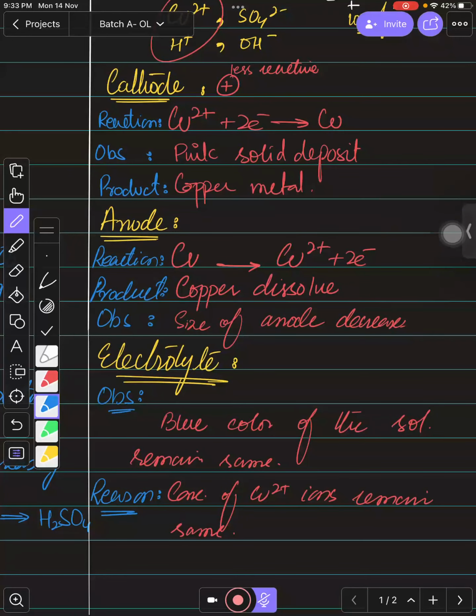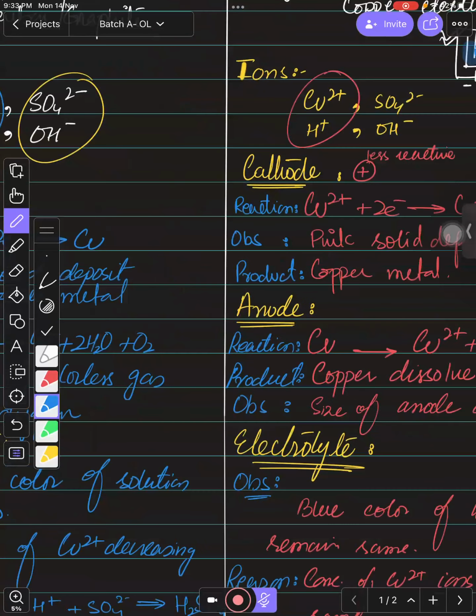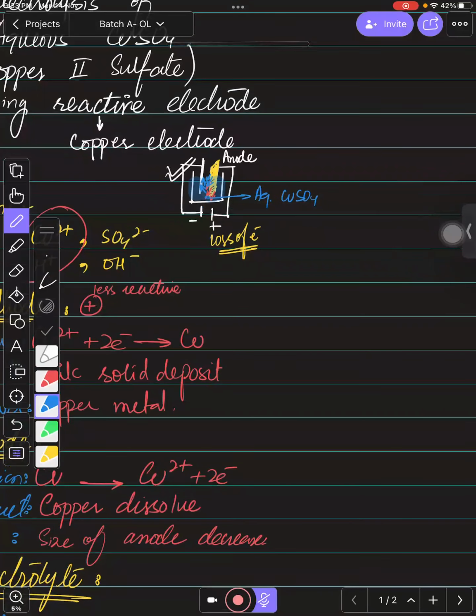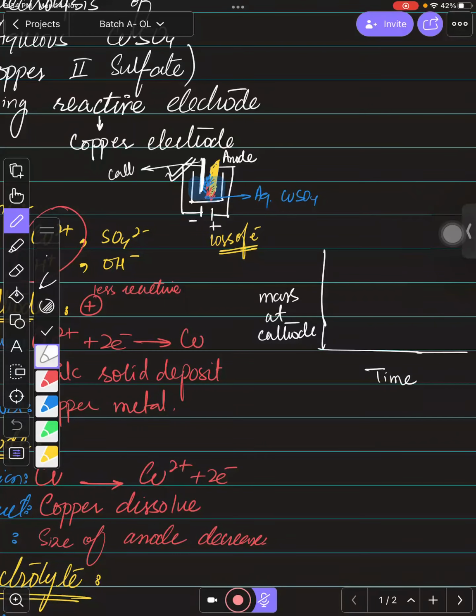Yes. So if you want to draw a graph for this, how will the graph look? Suppose we talk about the graph of mass at cathode versus time. We already have one electrode at the cathode which is made of copper. You can say this should be pure copper, because we want to deposit copper on the cathode.